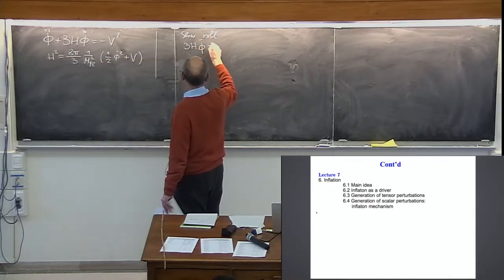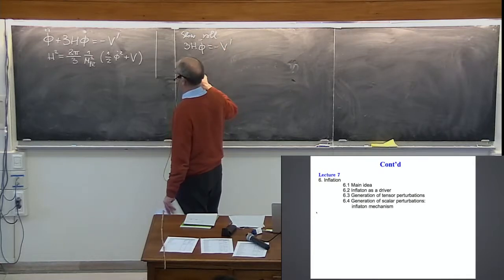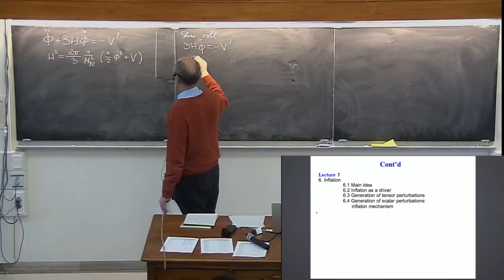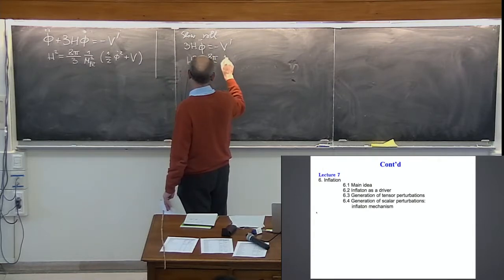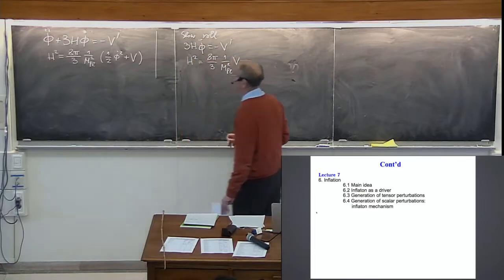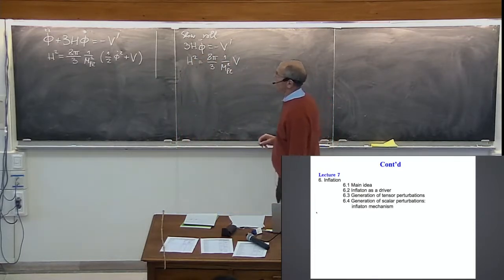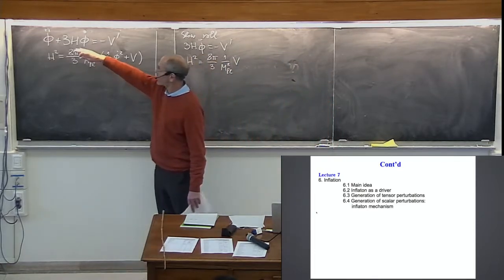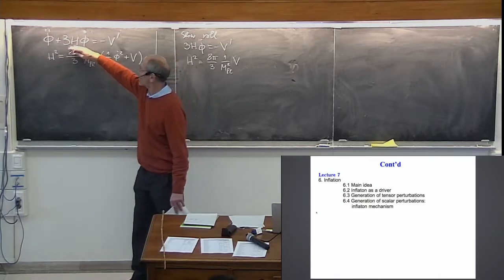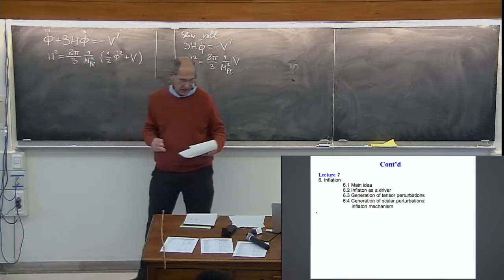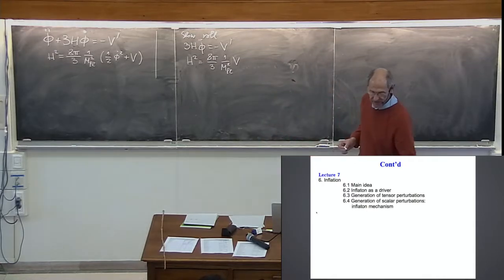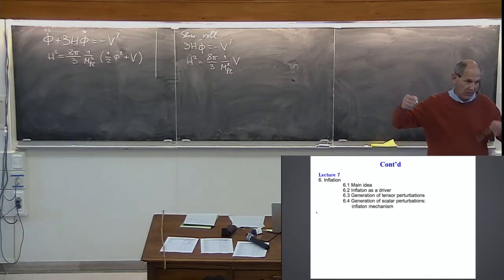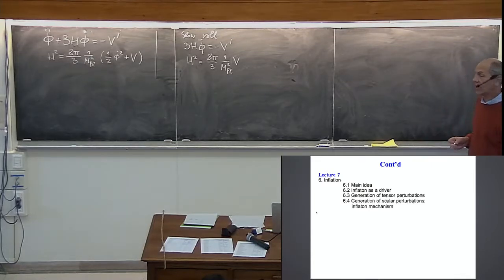Phi dot equals minus v prime, and h squared is 8 pi over 3 times 1 over m Planck squared times v. So I'm assuming that if you have strong friction, then this term with friction dominates over the acceleration term, right? Your drop of honey slowly moves along your cup.